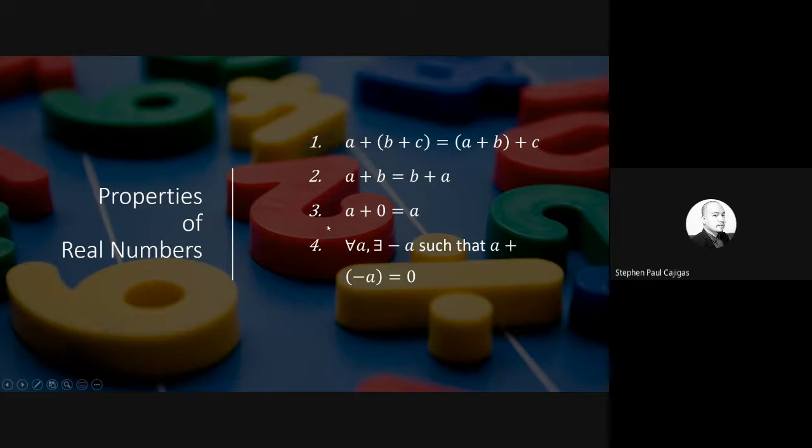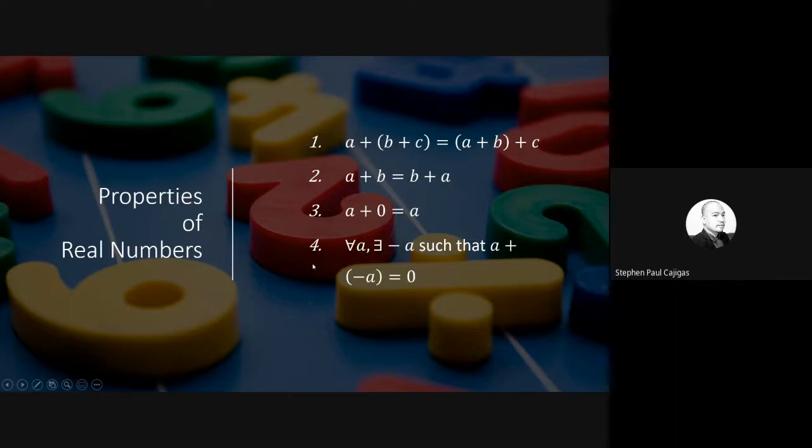The third property is the existence of an identity element. In this case, it is a 0. So with respect to addition, the identity element is 0 because when we add any real number, a, to the identity element 0, the result is still equal to a.